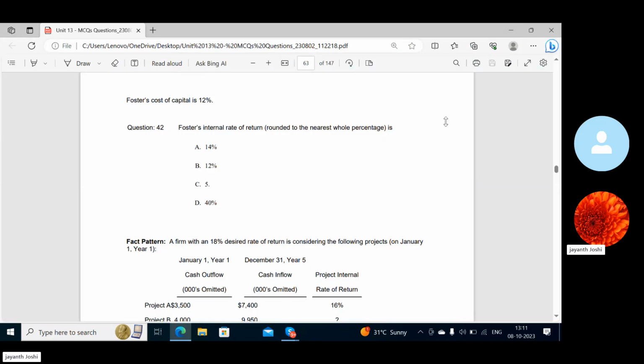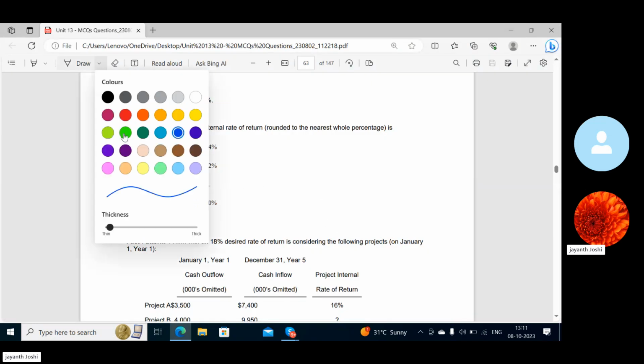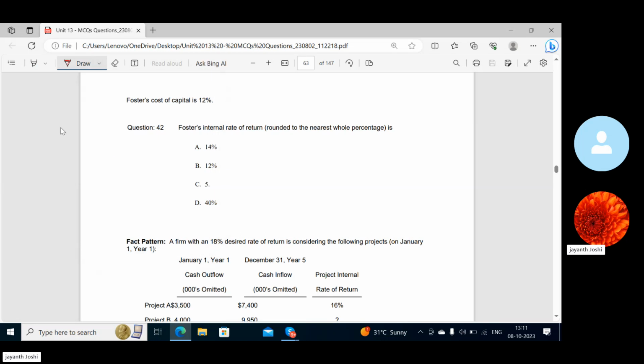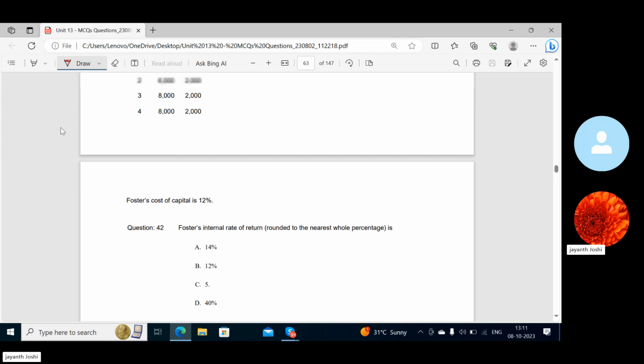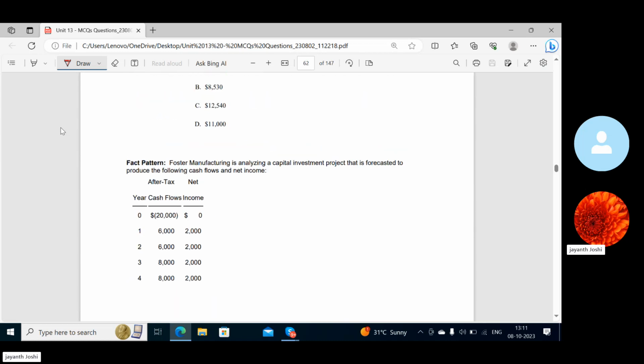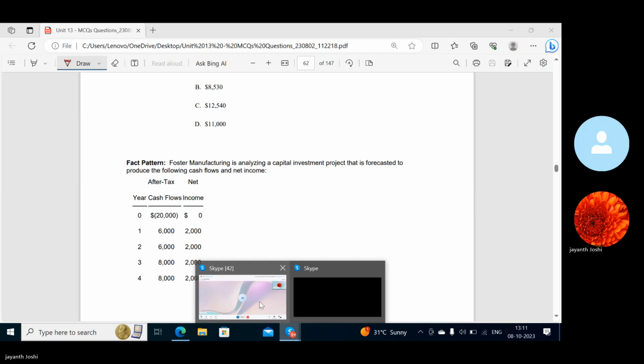Okay. So the next question is Foster's IRR, that is what they are asking. I think the data is here. So can you find out the IRR? Your screen is not visible, sir. Once again, can you see now?